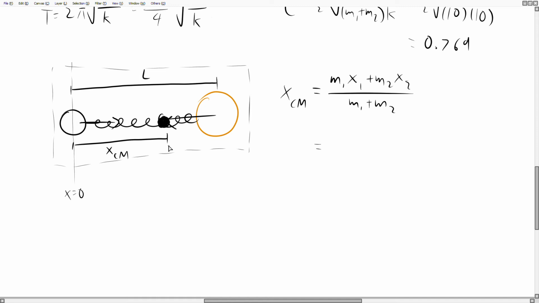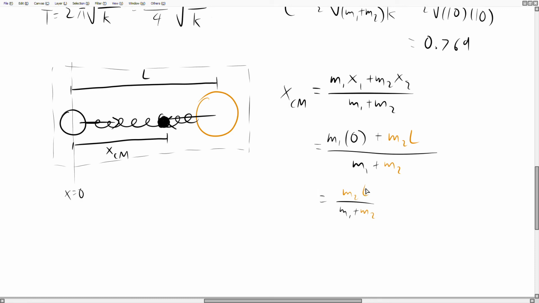And I also chose this point because if you sub in x1 equals 0, we get a simplified expression. So we have m1, and the location of m1 is 0, so that would become 0 eventually. We have m2, and the location of m2 is just L. And we can divide that all over m1 plus m2, and we'll get m2L over m1 plus m2.